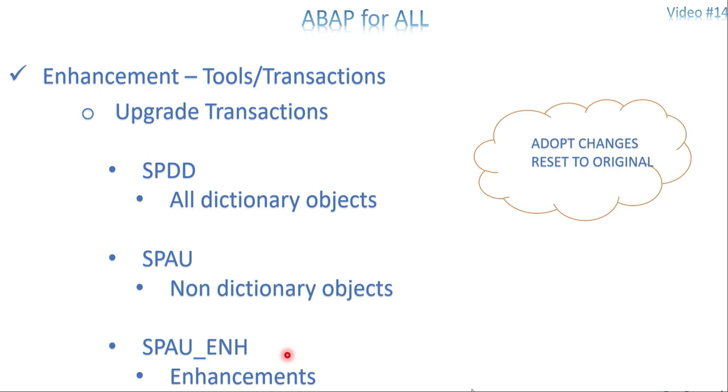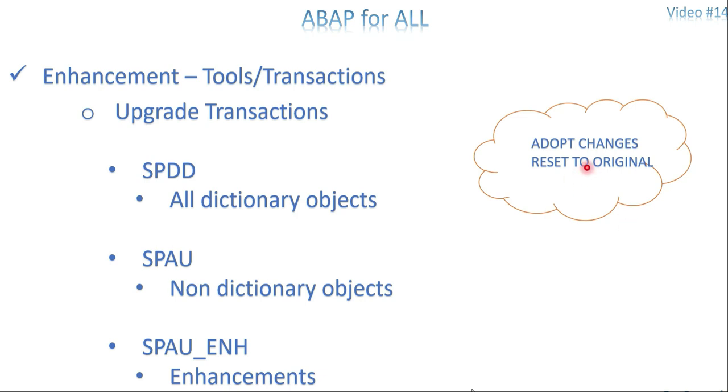And there are two options once you start working with these two transactions, SPDD and SPAU. So what do you want? Adapt changes or reset to original. Take the same 10 objects example. 6 are good, 4 are not. Sometimes we might think this particular modification is no longer needed for the business. So what we can do is reset to original. We don't want this implementation in place, so we just leave it as it is. Whatever the newer version has, just let it be.